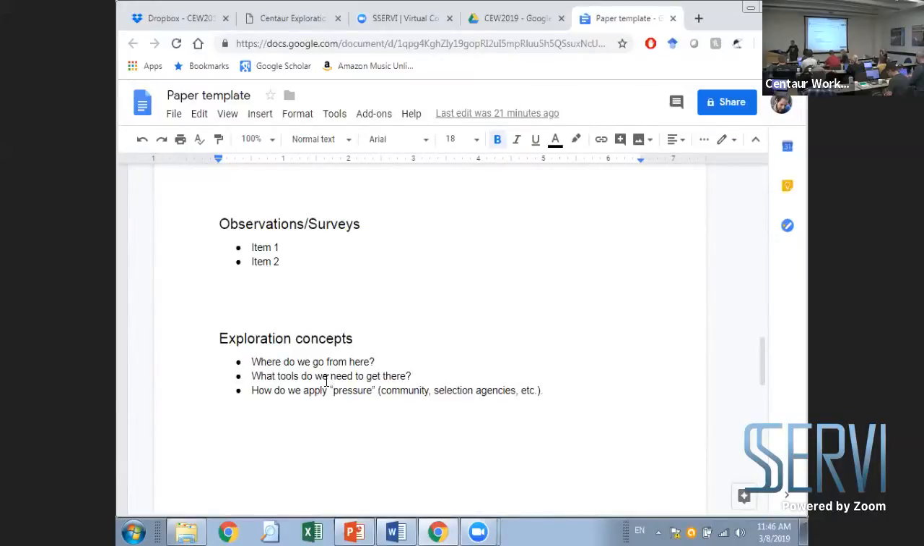For example, for the exploration concept subsections, we want to talk about where do we go from here. Remember, it's looking forward, right? So where do we go from here? What tools do we need to get there? And these tools can be financial tools, hardware tools, computational tools.